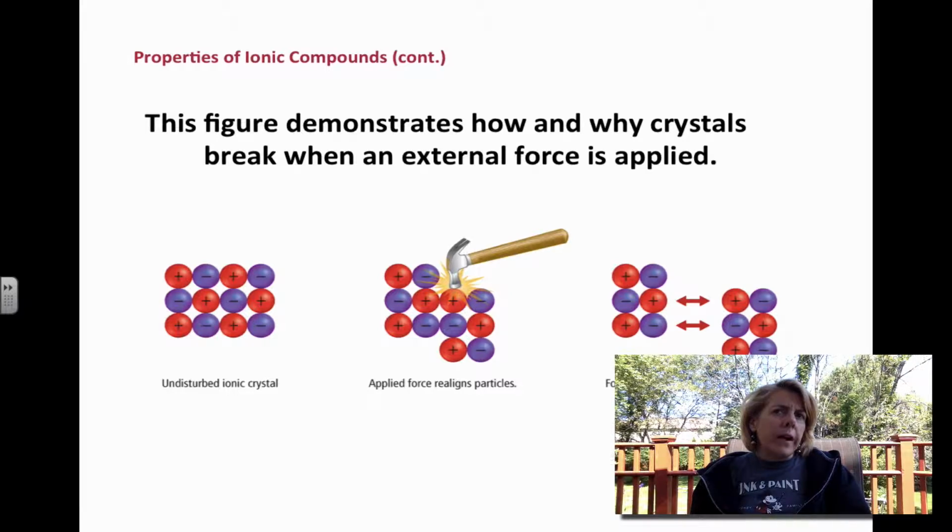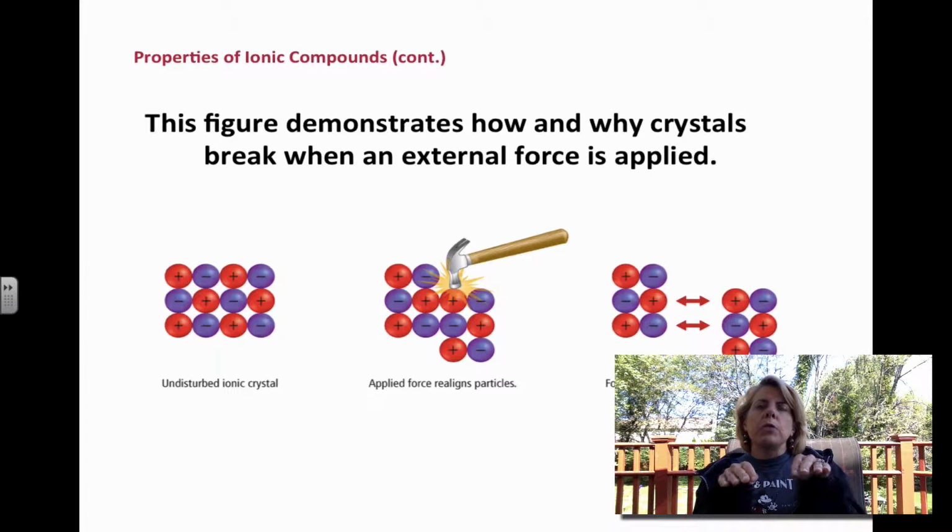This diagram shows you what happens to solid ionic compounds. If we apply a stress to them like a hammer, notice the ions shift, so the layers misalign with each other, and when you have two like charges together, they repel each other. This makes it easy for the ionic compound to separate and break apart.